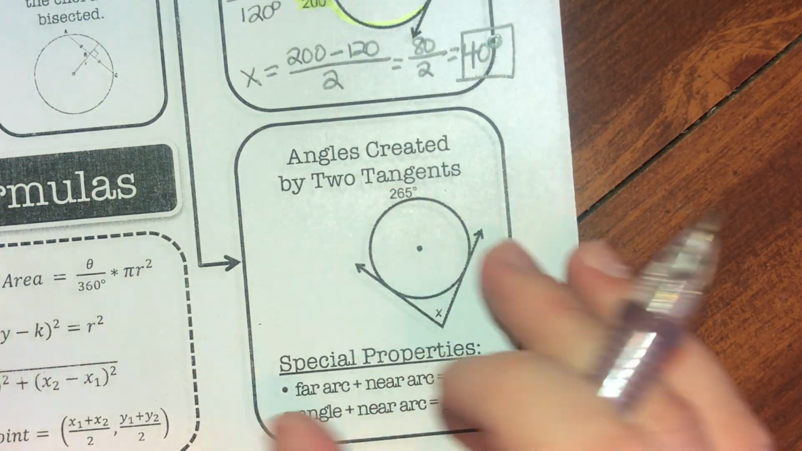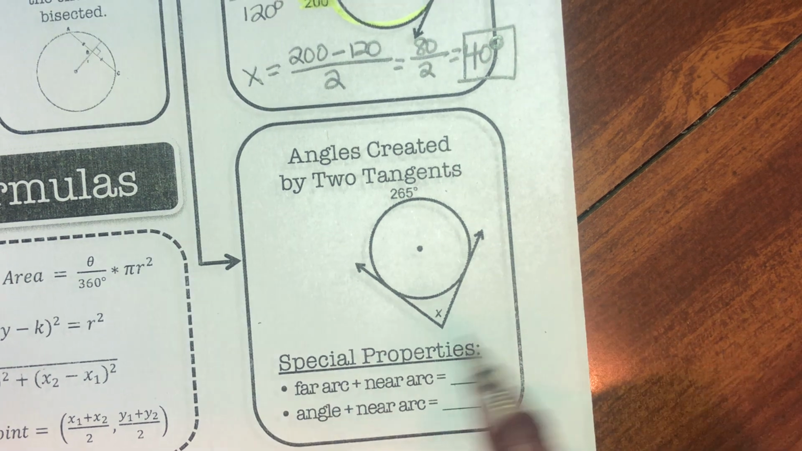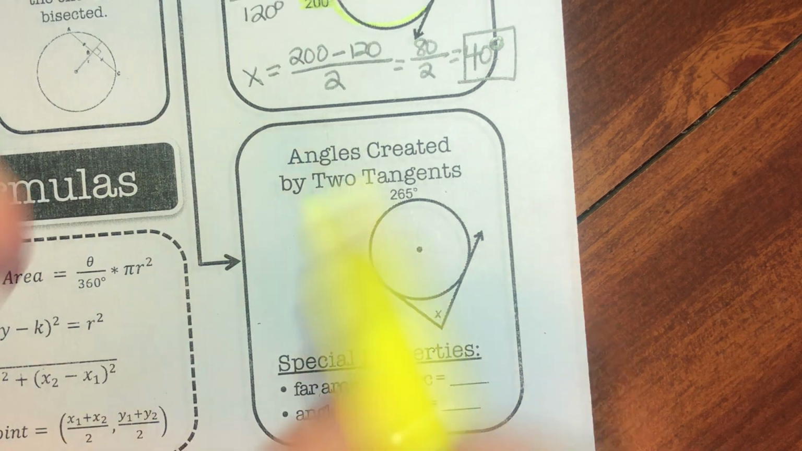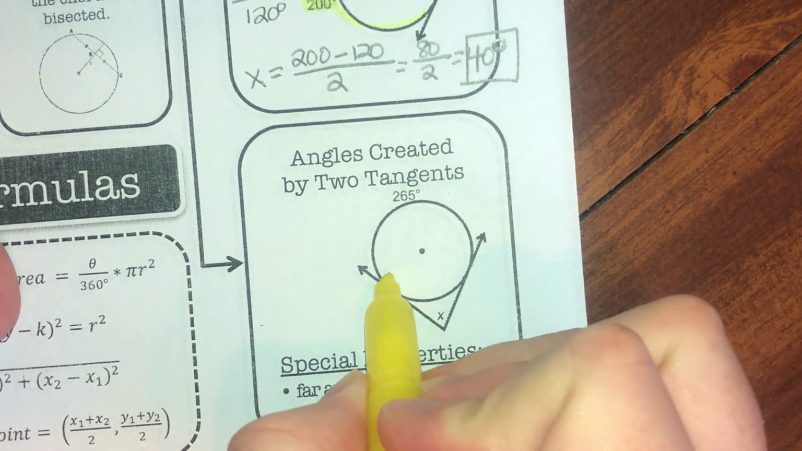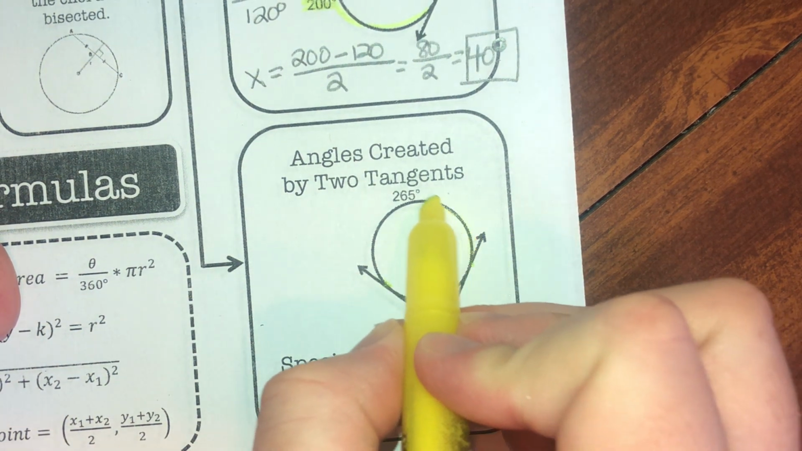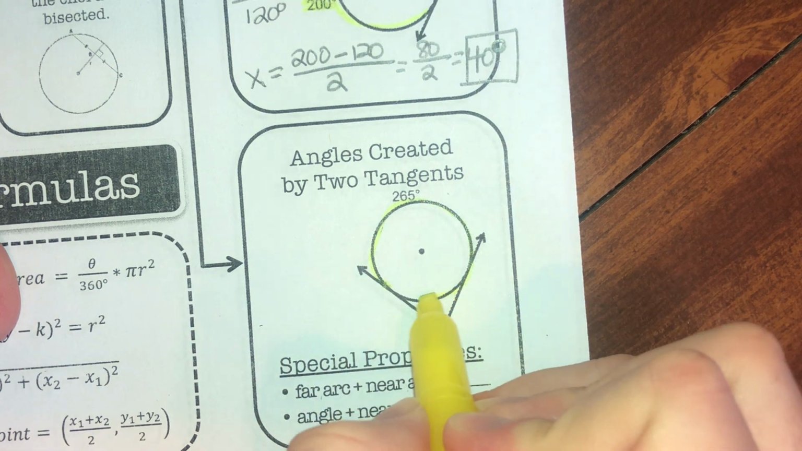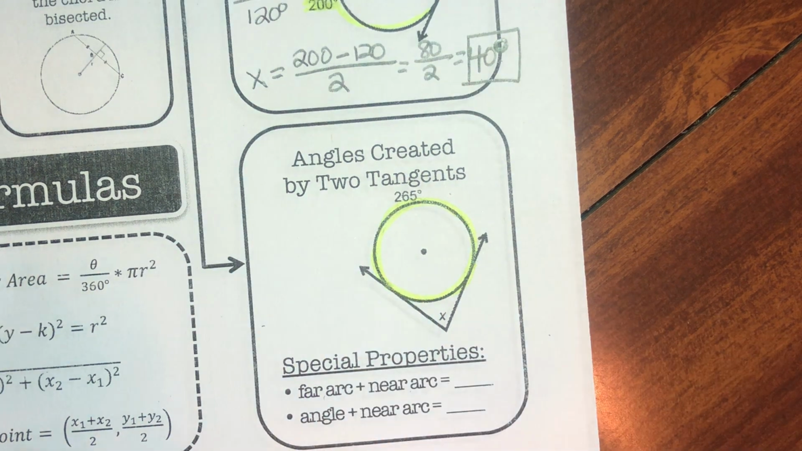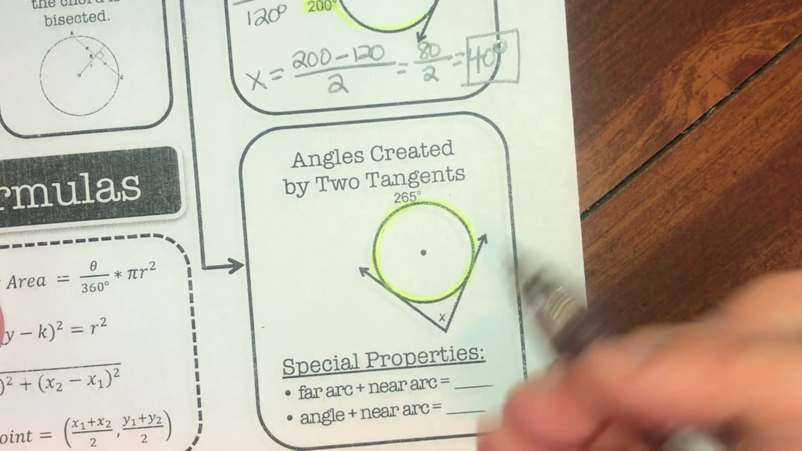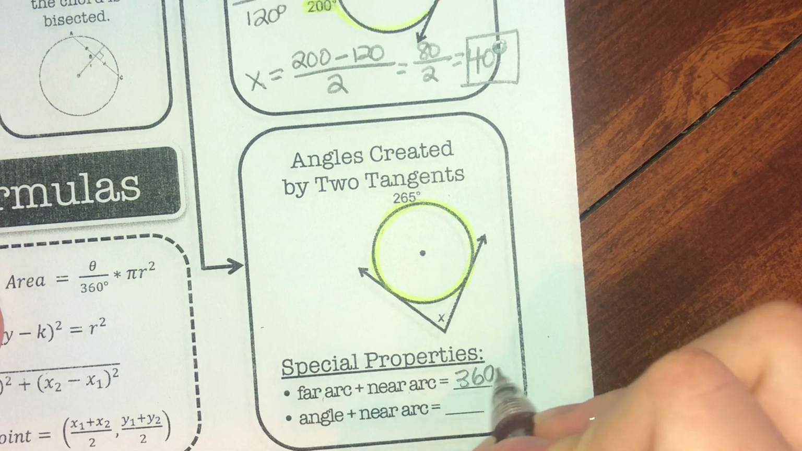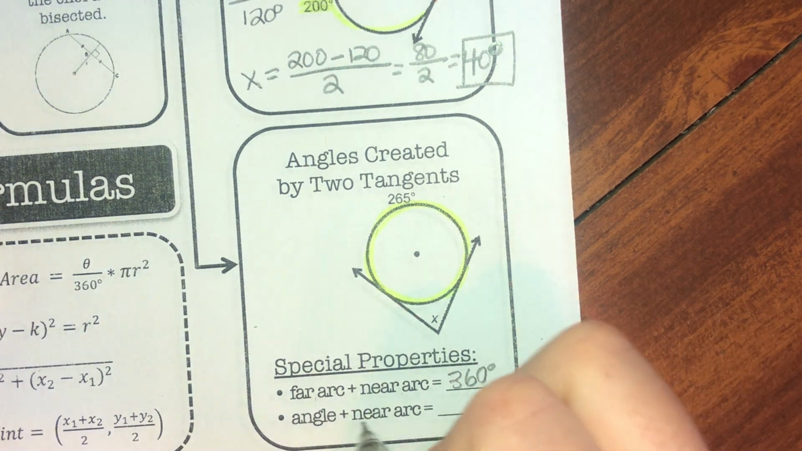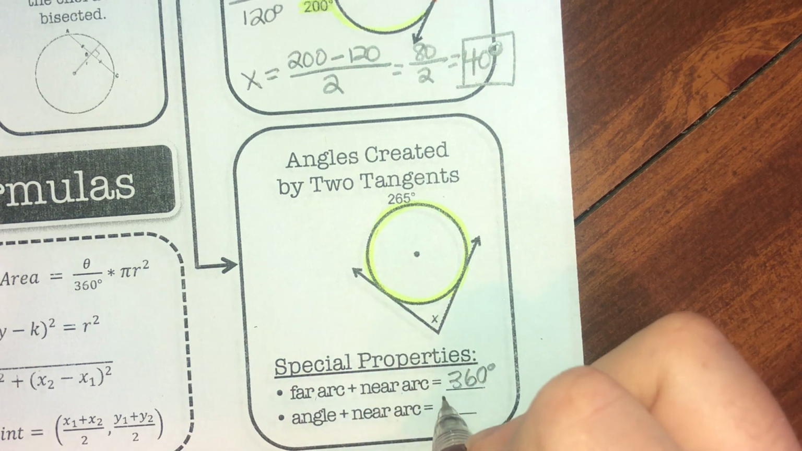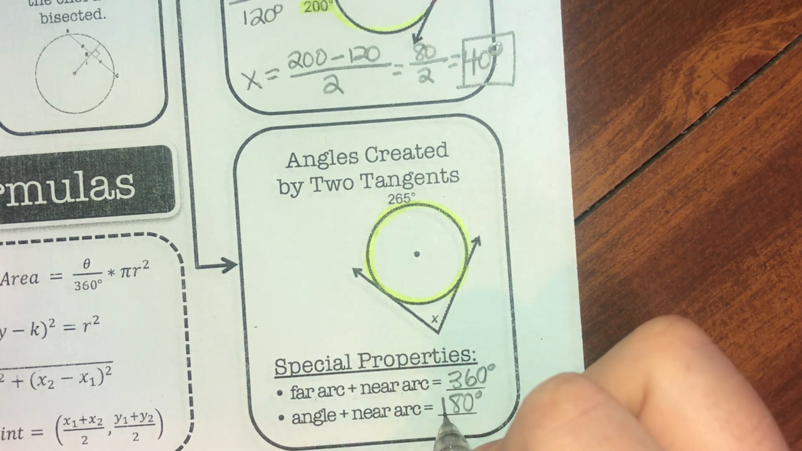Now remember, this one has some special properties. Those two properties are about the far arc and the near arc. Notice how in this picture with the tangents, since they're just meeting at the one point there, those two arcs put together are completing that circle. So we know that means they add up to 360. That's the first blank in the special properties. And one thing that we also learned was that the angle plus this near arc equals 180 degrees.